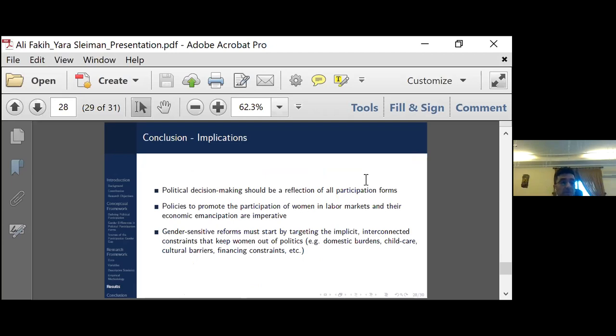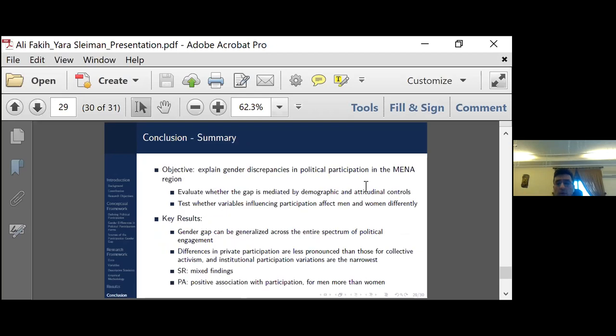So it may be an idea for policymakers to start by engaging more women and targeting the implicit, interconnected barriers and constraints that keep women out of politics: domestic burdens, childcare policies, more flexible work arrangements, cultural barriers, and so on. So I'll stop here, and thank you for listening. Thank you.